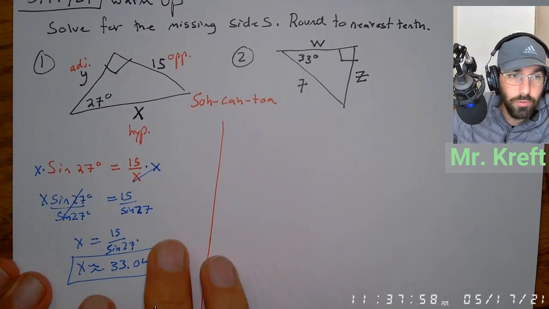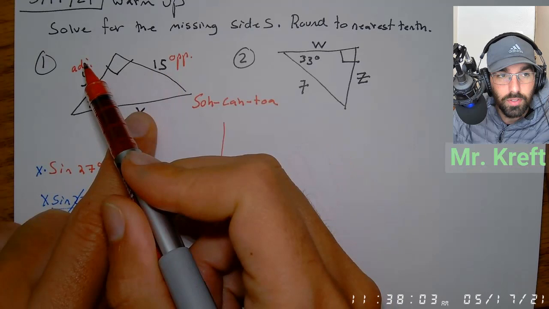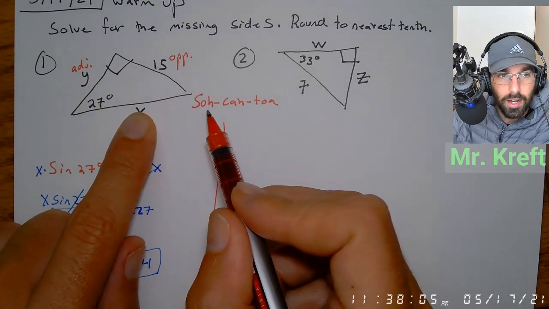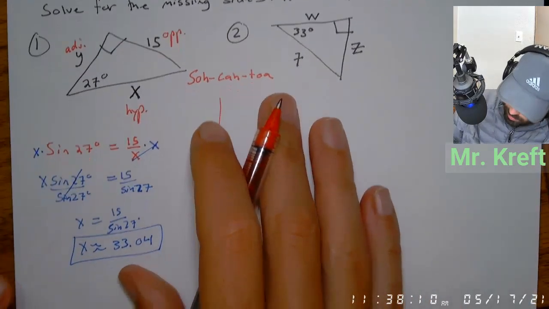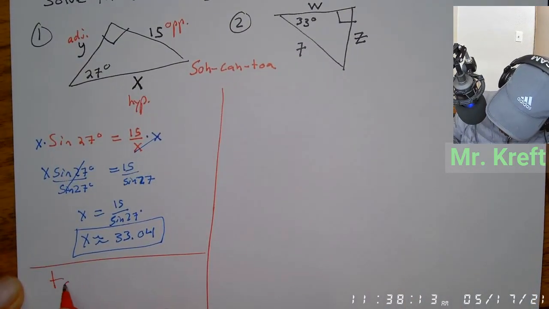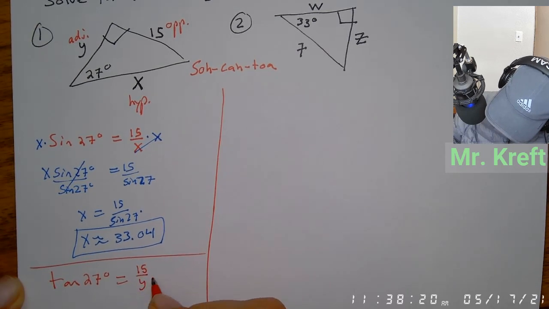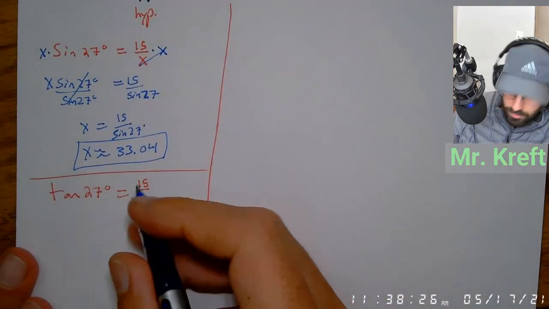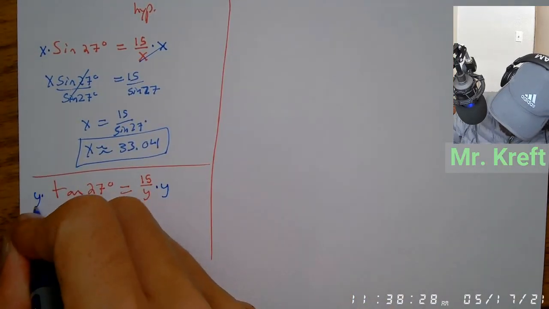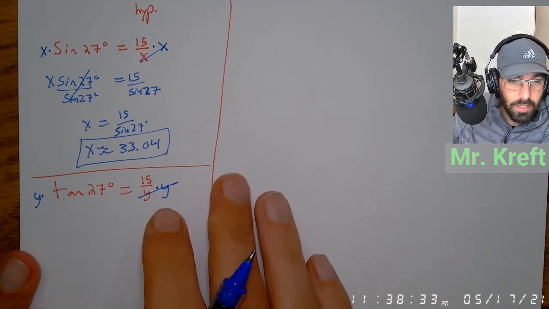I'm also going to go ahead and solve for the y. If I cover up the x, it has the opposite and adjacent. So I look at what has opposite and adjacent. TOA does, so I'm going to be using the tangent ratio. I'm going to have tangent of 27 degrees equals, the opposite comes on top, so 15 over y. That's my setup. Then I'm going to solve this. I'm going to multiply by y.